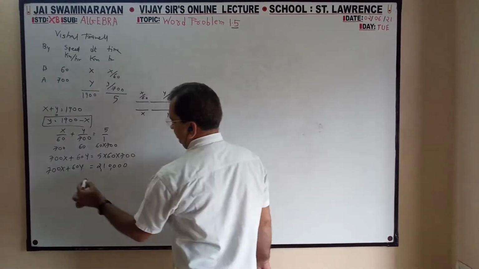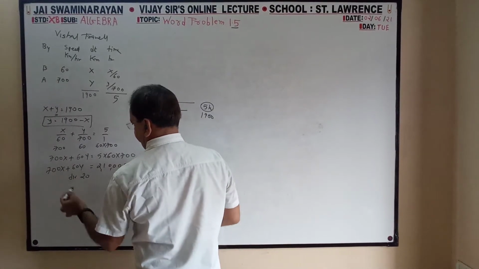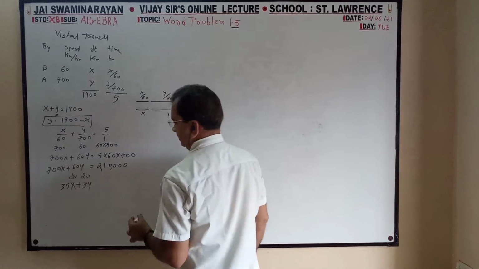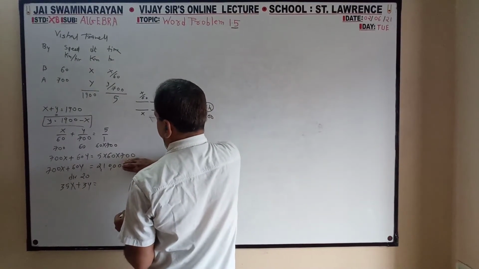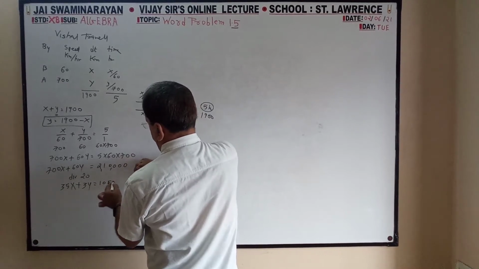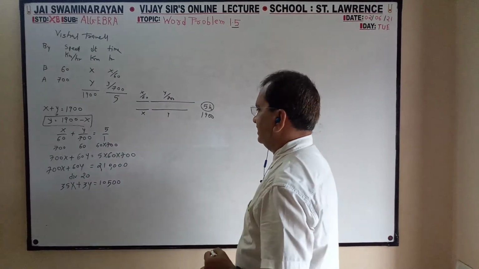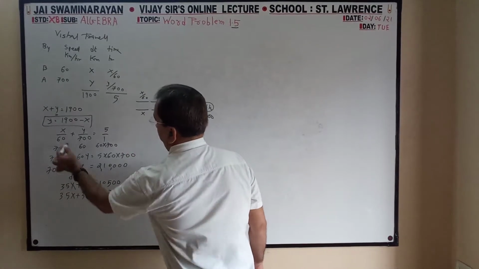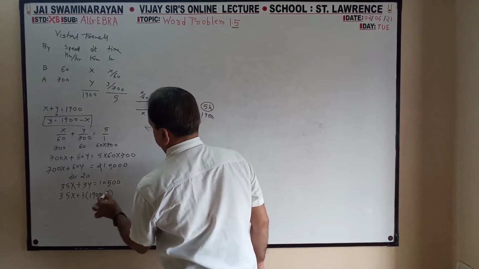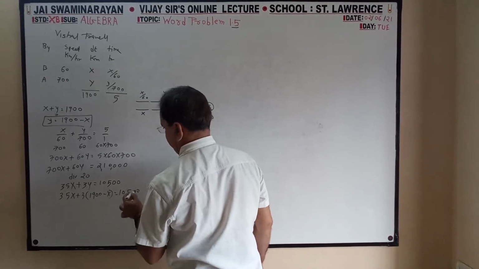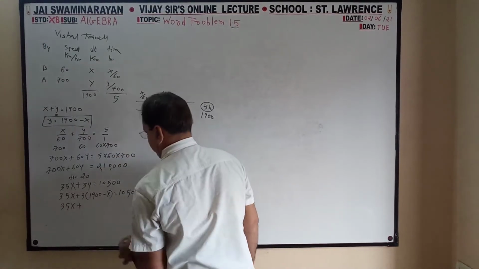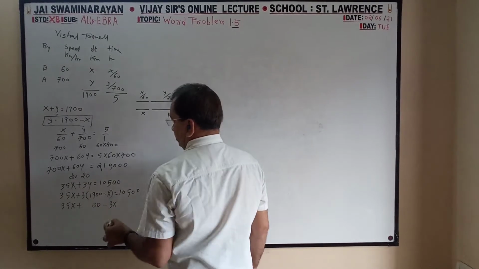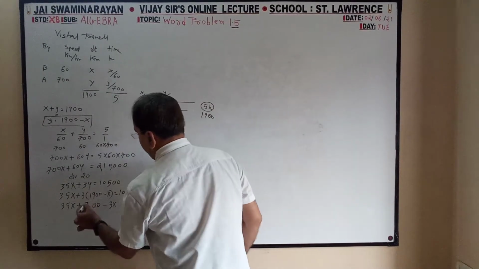Cut the zeros and divide by 20. So 35x plus 3y is equal to 1500 into 21, that is 10500. Now what is y? y is 1900 minus x. So 35x plus 3 into (1900 minus x). 3 times 1900 is 5700.